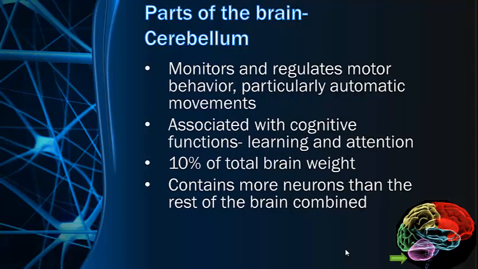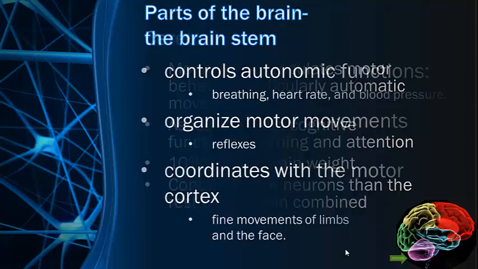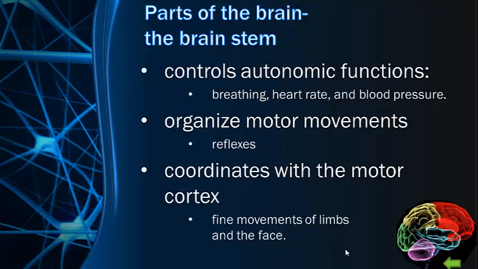The cerebellum monitors and regulates motor behavior, particularly automatic movements. It's 10% of the total brain weight. The brainstem controls autonomic functions, organizes motor movements, and coordinates with the motor cortex.